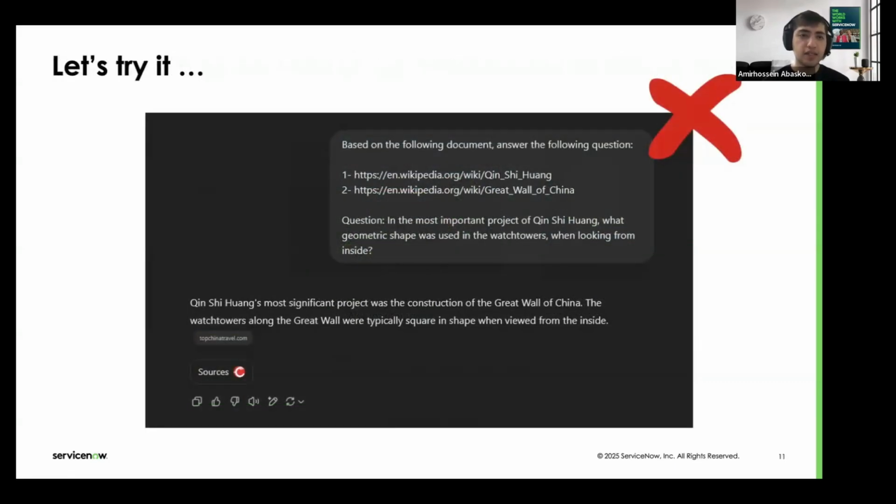But when I did the experiment with ChatGPT, I did the same thing. I gave it the documents and asked the question, and ChatGPT was not able to answer the question. It was even hallucinating, giving the answer a square in shape, which is basically the typical shape for windows. So it was not actually considering the images.